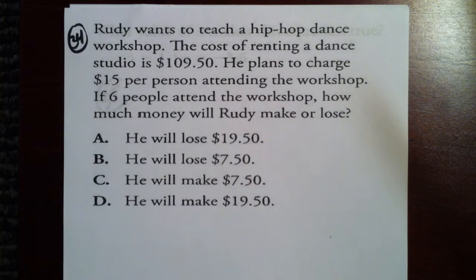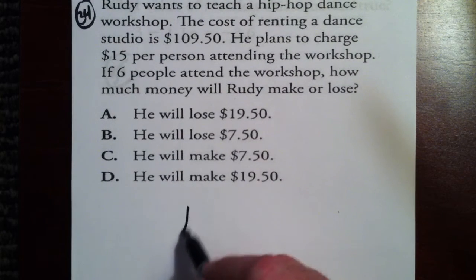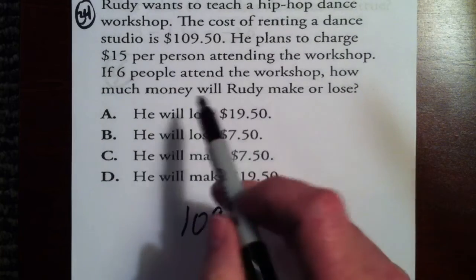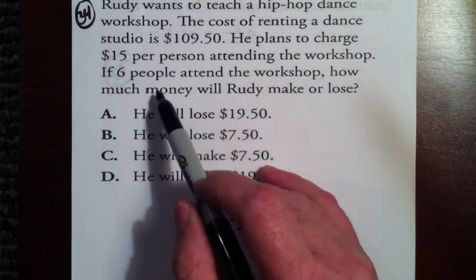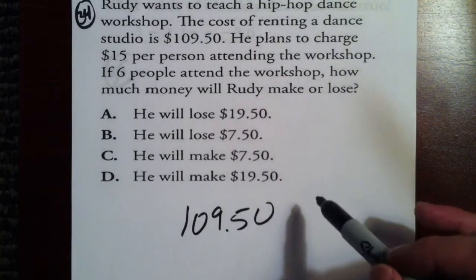Rudy wants to teach a hip-hop dance workshop. The cost of renting a dance studio is $109.50, so he's going to be spending $109.50 over here. He plans to charge $15 per person. If 6 people attend the workshop, how much money did he gain or lose?